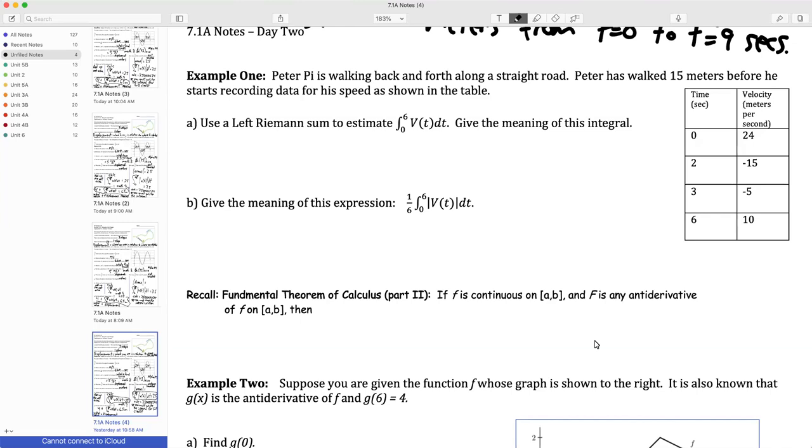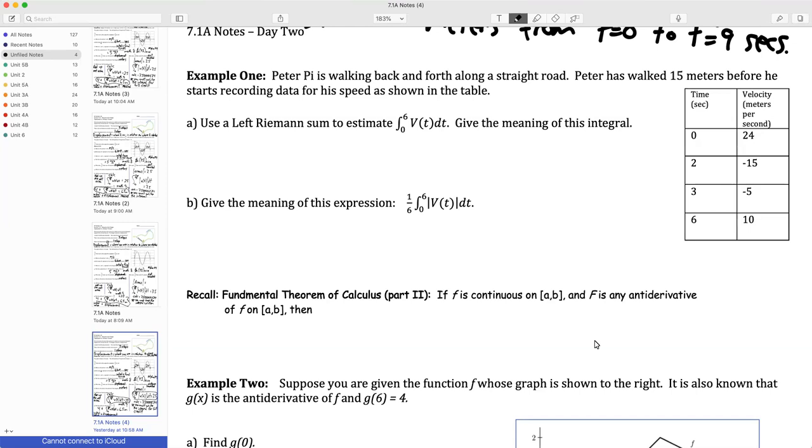So example one says Peter Pan is walking back and forth along a straight road. Peter has walked 15 meters before he starts recording data for his speed as shown in the table. Part A, use a left Riemann sum. Oh yeah, remember those? To estimate the integral from 0 to 6 of v of t dt.